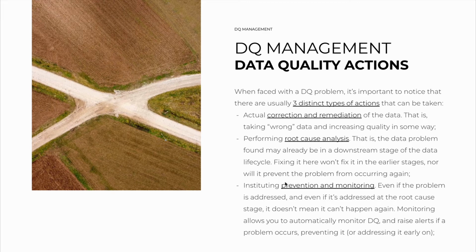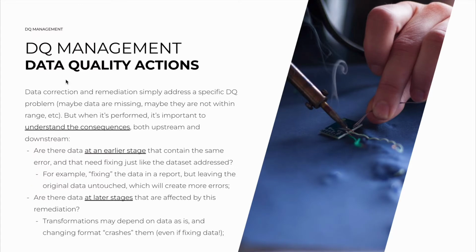And the third type of action is instituting some kind of prevention and monitoring mechanism. That is, even if the problem is addressed, and even if it's addressed at the root cause stage, it doesn't really mean that it can't happen again. So monitoring allows you to automatically monitor the quality of your data and to raise alerts if a problem occurs, preventing it. You can just perform monitoring, or you can also perform prevention, addressing the problem early on. Both can be done. Let's start with data correction and remediation.